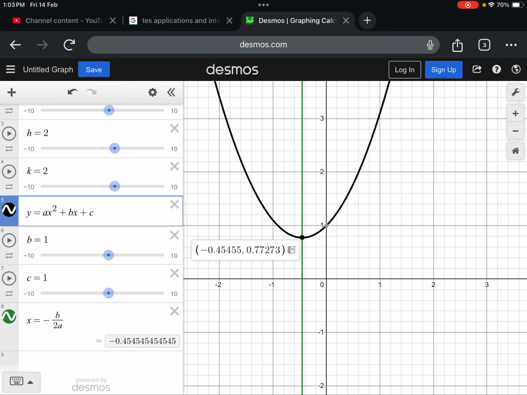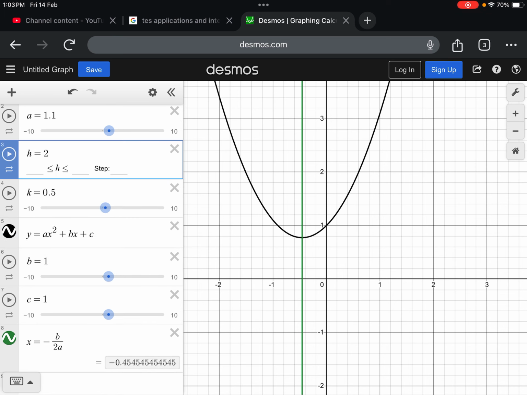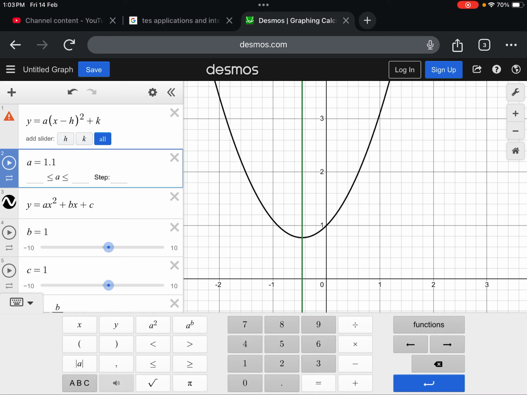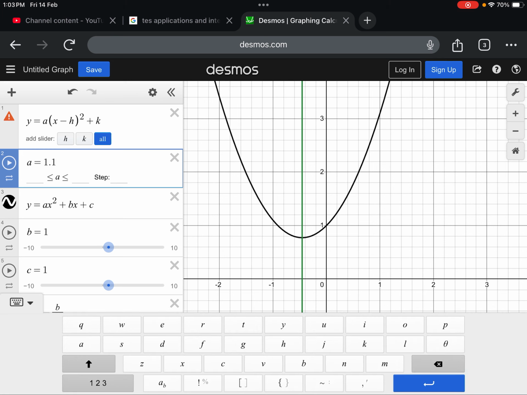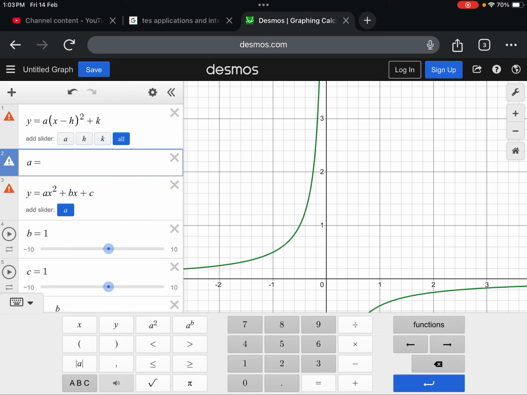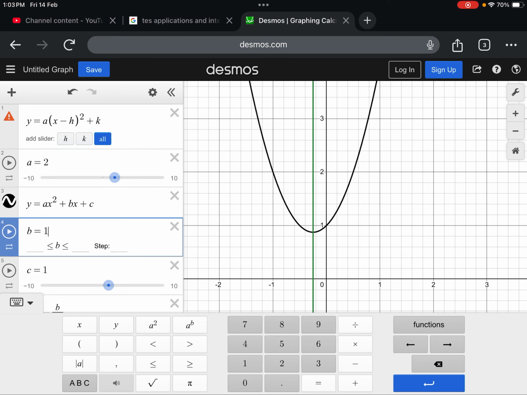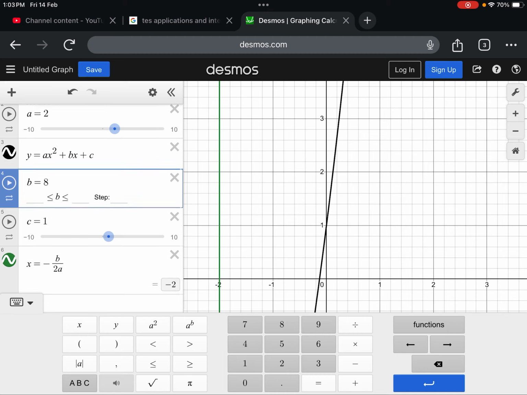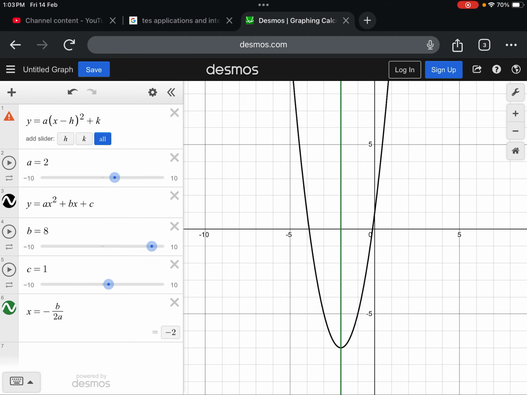Okay, but I have to obviously change my a value and my b value first. So I'm going to take all this away first because this creates a lot of confusion. A would be, in this case, I'm going to delete this first. I'm going to change it to 2. B would be 8. And C would be 1. So that gives me the original equation. Okay?